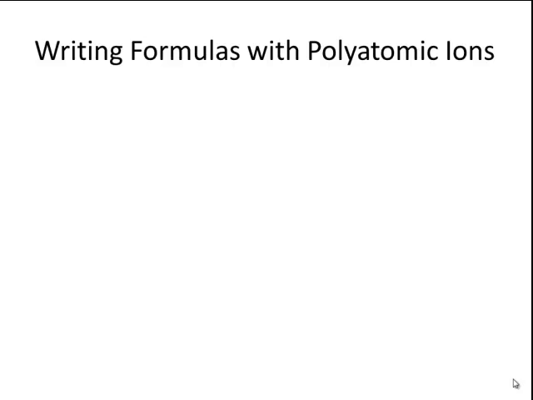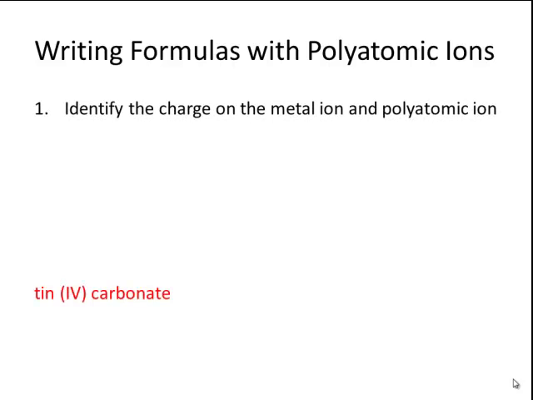When we're writing chemical formulas with polyatomic ions, the rules are generally the same as with binary ionic compounds, except sometimes we have to use parentheses if we have multiple ions. So the first thing we need to do is identify the charge on the metal and on the polyatomic ion. So the compound tin(IV) carbonate has a 4 positive charge on the tin. I know this because of the Roman numeral 4, and carbonate has a 2 negative charge.